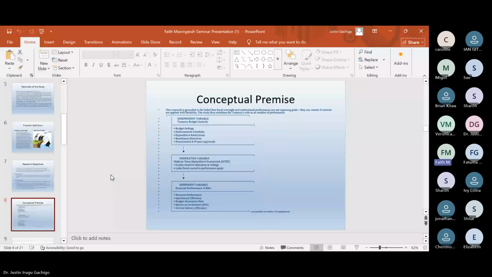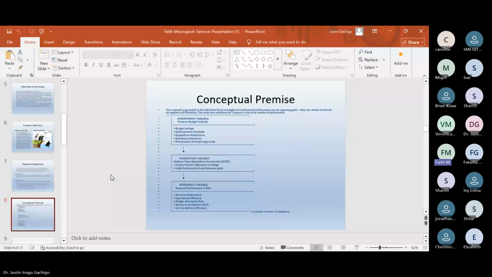My independent variables are the Treasury budget controls, which are budget ceilings, disbursement schedules, expenditure restrictions, remittance directives, and procurement and project approvals. The moderating variable is MTEF, which stands for the medium-term expenditure framework, which guides resource allocation and ceilings and links fiscal control to performance goals.